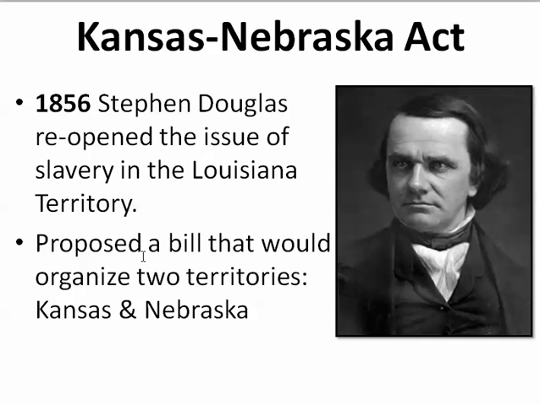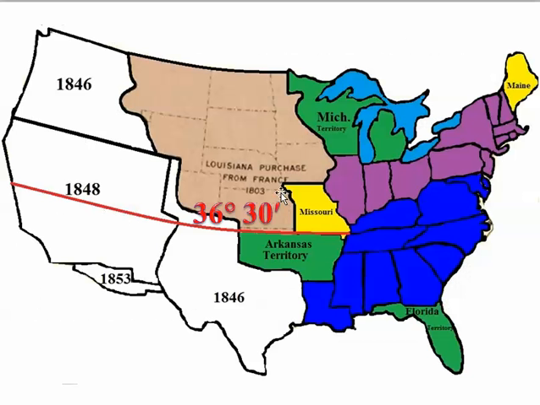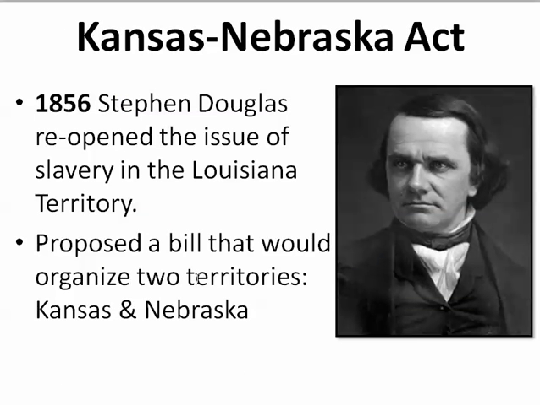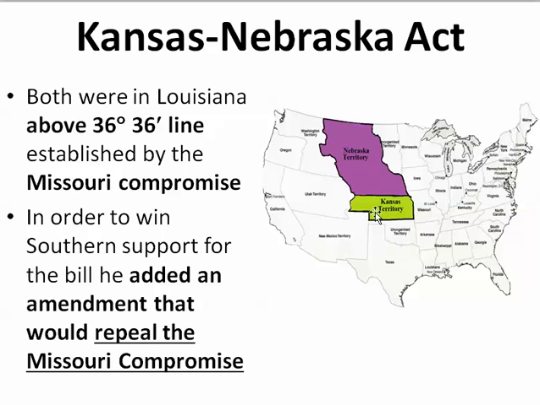He pushes and proposes a bill to organize two territories, one called Kansas and one called Nebraska. Now these two territories he proposes out here in this area. In the western part of the Louisiana Territory all the way up to Canada, he proposes to organize two territories, one called the Kansas Territory and one called the Nebraska Territory. And here's the Nebraska Territory and here's the Kansas Territory.